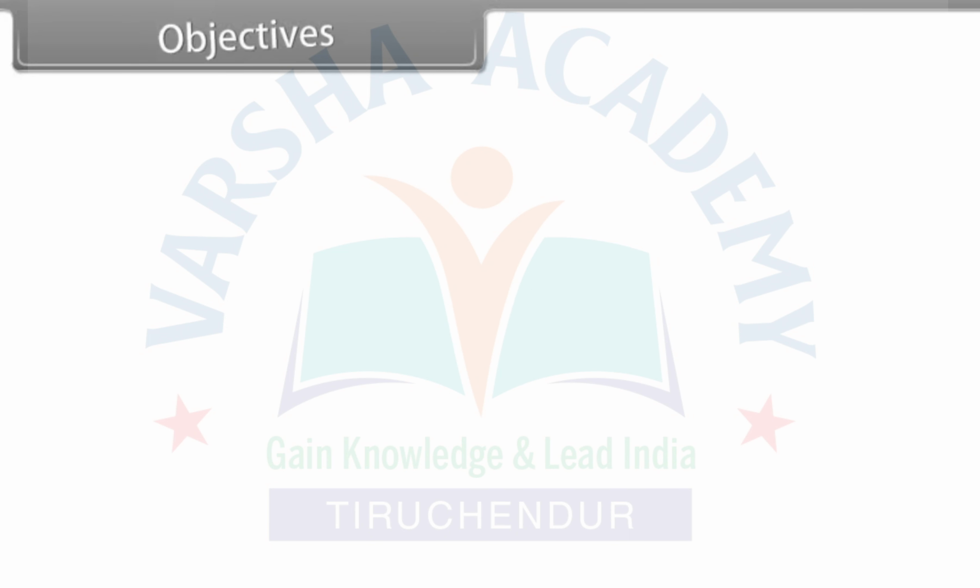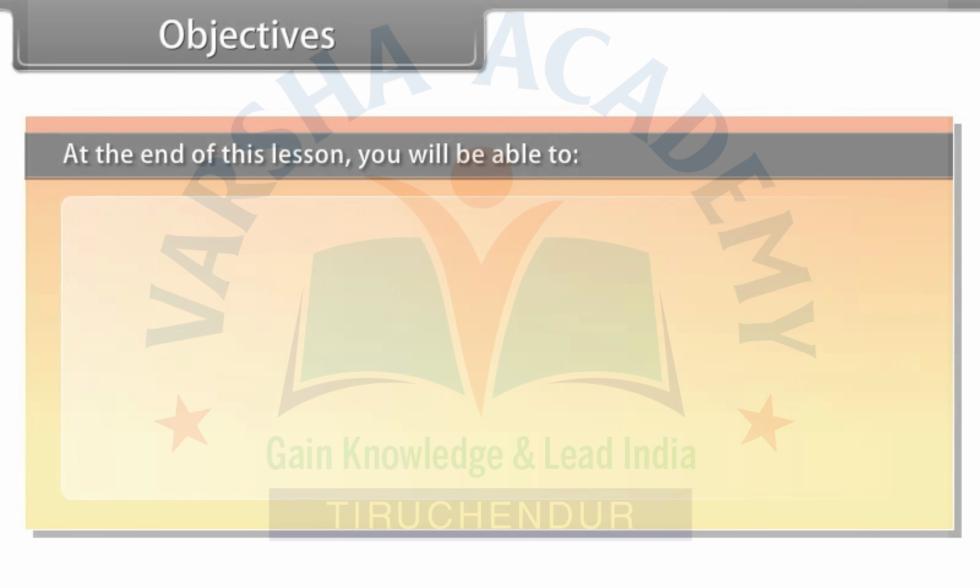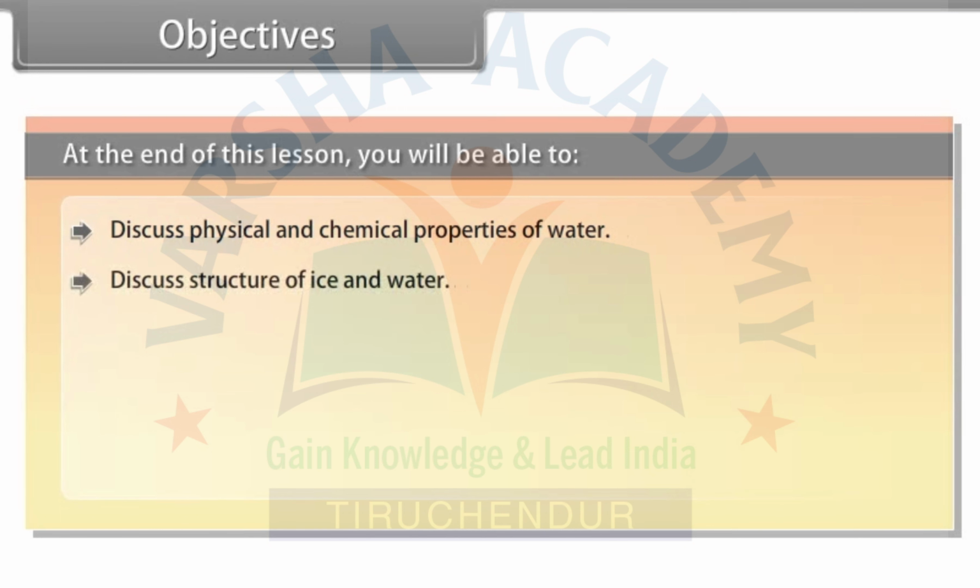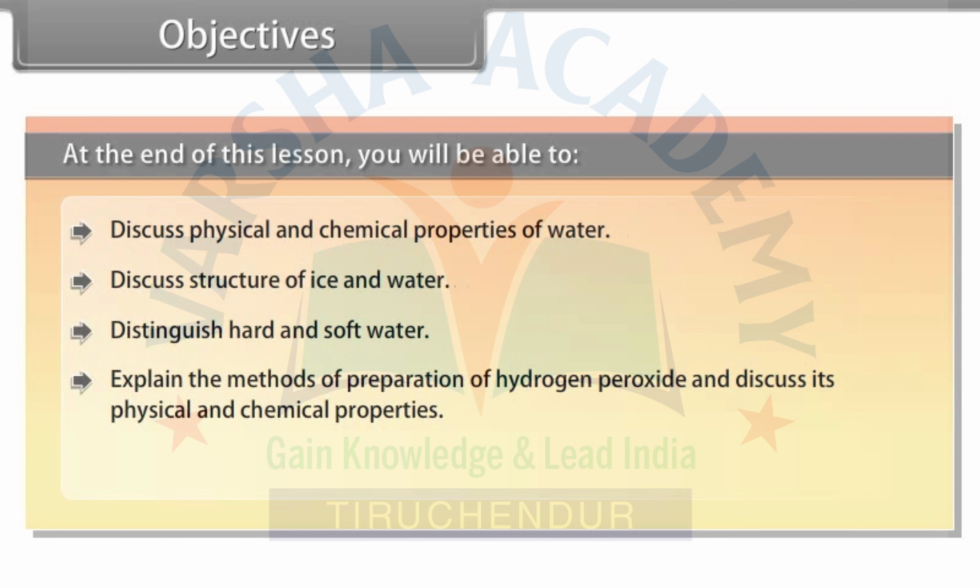Objectives. At the end of this lesson, you will be able to discuss physical and chemical properties of water, discuss the structure of ice and water, distinguish hard and soft water, explain the methods of preparation of hydrogen peroxide and discuss its physical and chemical properties, define heavy water and discuss dihydrogen as a fuel.